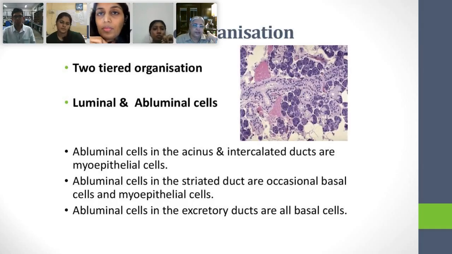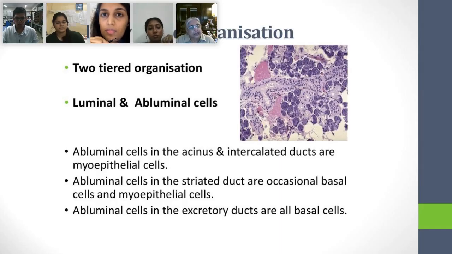You have luminal cells, and then you have abluminal cells away from the lumen. Now, it's important that you know that the abluminal cells in the acinus and in the intercalated ducts are all myoepithelial cells. So that second layer of cells are all myoepithelial. The abluminal cells in the striated duct are occasional basal cells, but mainly myoepithelial. But when you come to the excretory ducts, they are all basal cells.